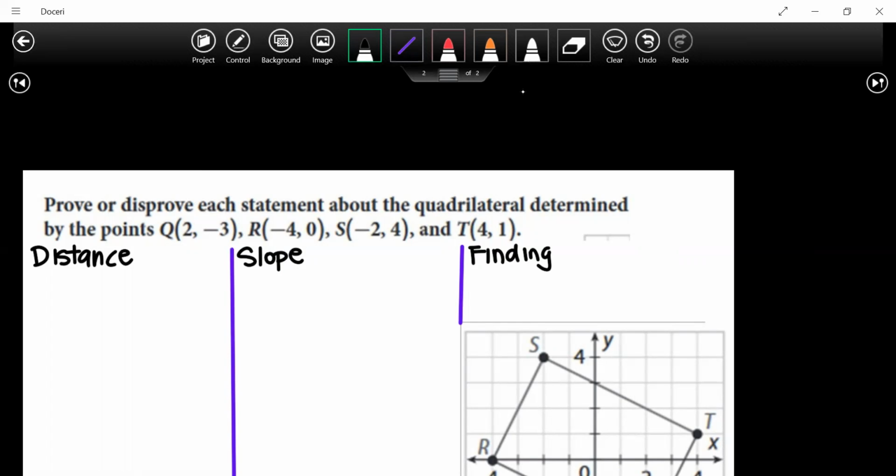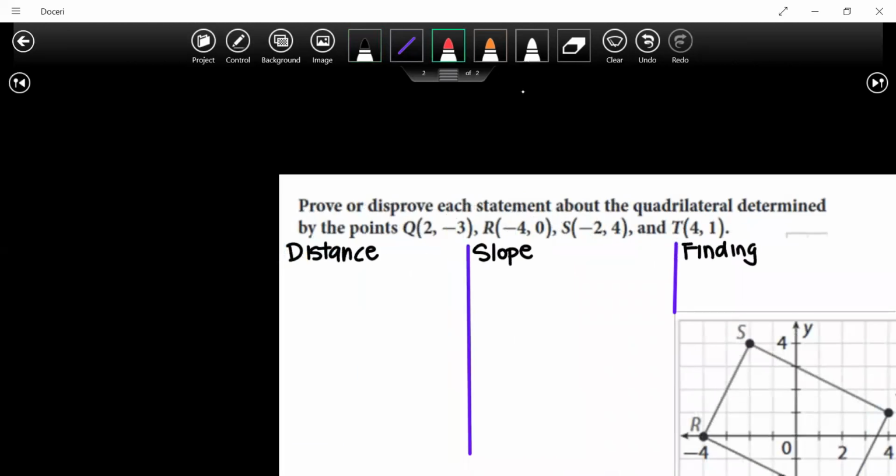So we've got to be able to find the distance, and these problems shouldn't be difficult. They're just going to be time consuming. This is why your test is only 3 questions long, because you have to do multiple parts to each one of these. The first thing we want to do is our distance. Let's do RS first.